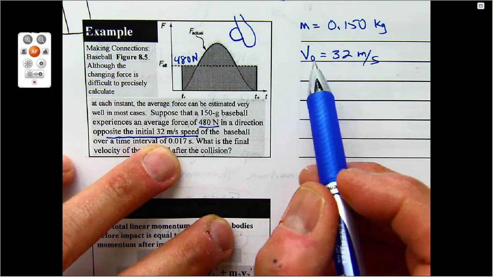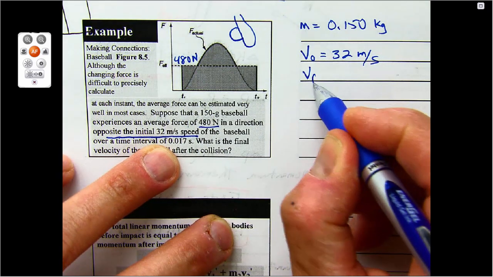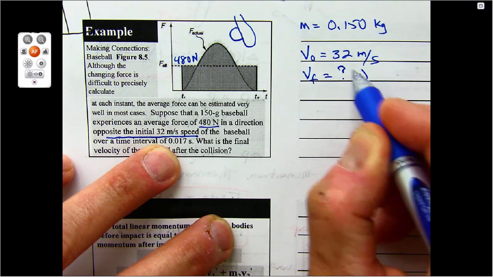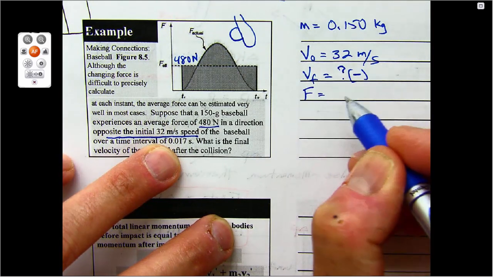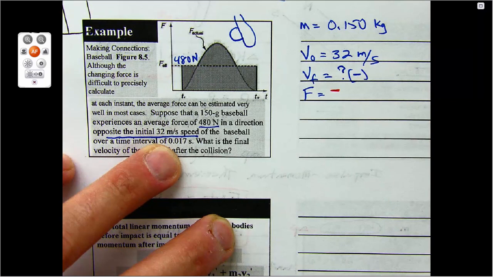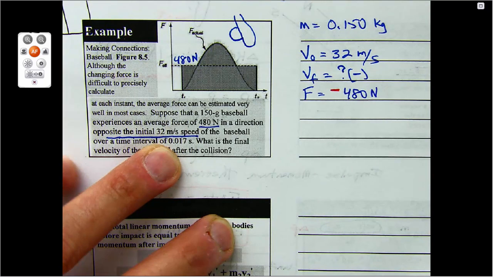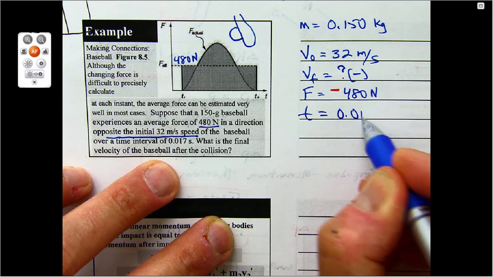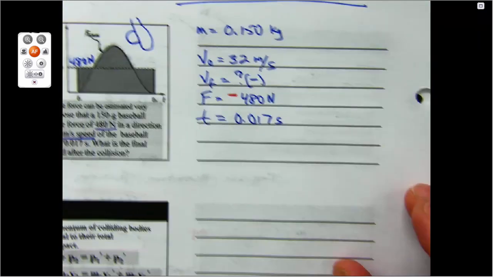So the ball comes in, gets hit by a bat, goes out. I'm looking for my V final, which I'm assuming is what we're trying to find here, and I know this is going to be negative. My force is acting opposite of that motion, also the way it describes that, so my force is going to be negative 480 newtons. And we have a time interval of 0.017 seconds. The final velocity, yes, I'm right, that's what we're trying to calculate.